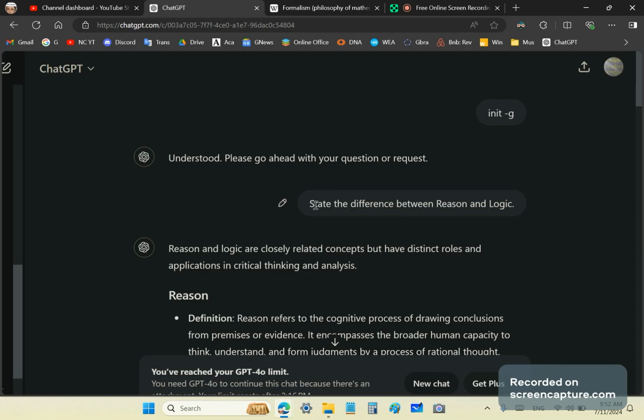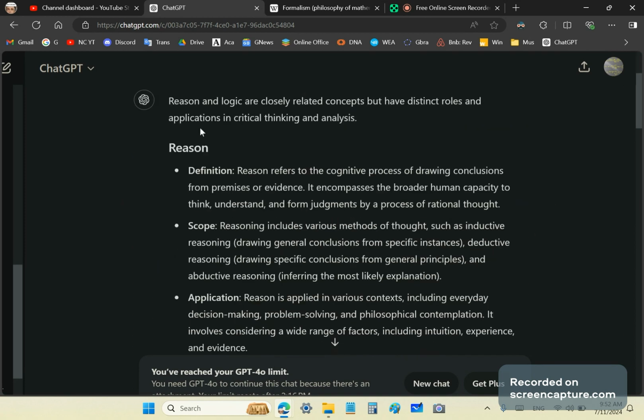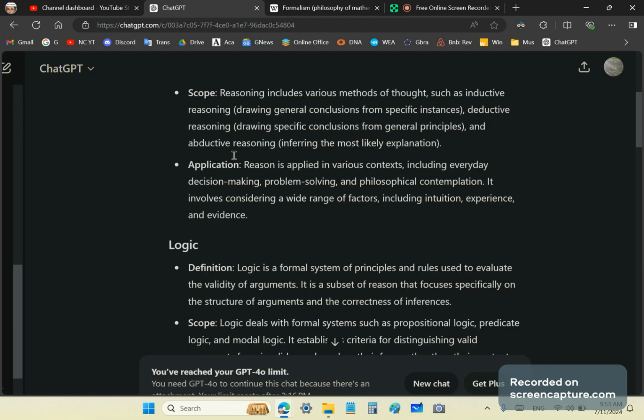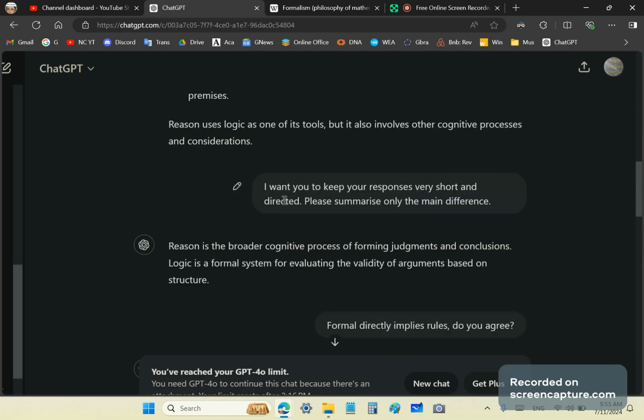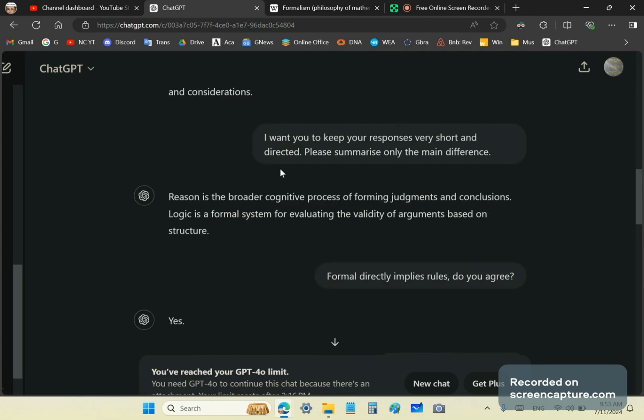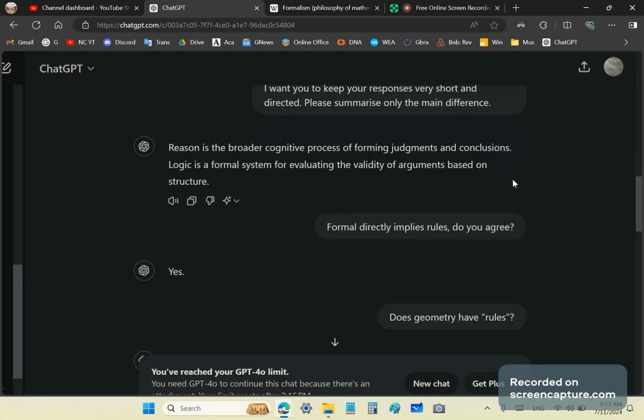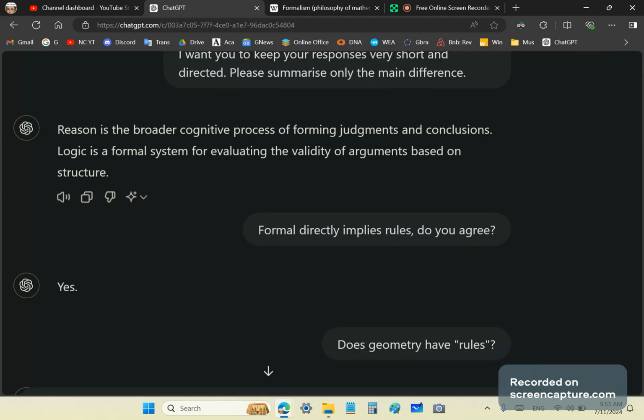And then my first prompt is: state the difference between reason and logic. Its first response is a little lengthy, but it will soon change. It says reason and logic are closely related concepts, but have distinct roles and applications in critical thinking and analysis. So it goes through a long rant, and then I remind it that I wanted to keep its responses very short and directed, and to summarize only the main difference. So what is the main difference? Reason is the broader cognitive process of forming judgments and conclusions. And logic is a formal system.